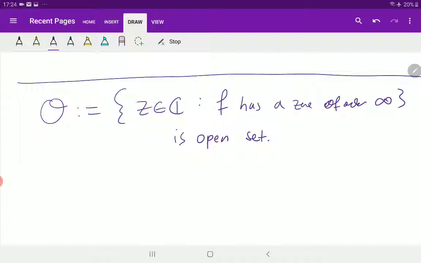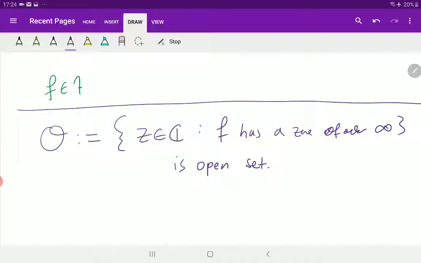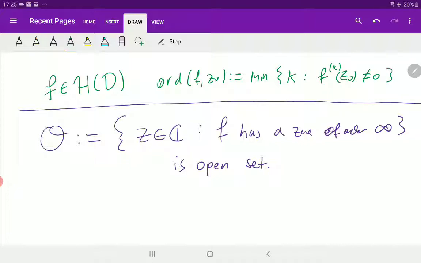Having an order infinity will be related to the identity theorem. If we look at the Taylor series, we're considering f a holomorphic function, and then we define the order of a zero. The order of a zero of f is defined to be the minimum k such that the kth derivative at z0 is non-zero. So if it's order infinity, that means all the derivatives vanish. So this is an open set. That's very important.